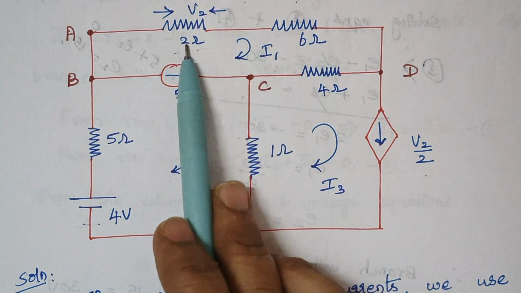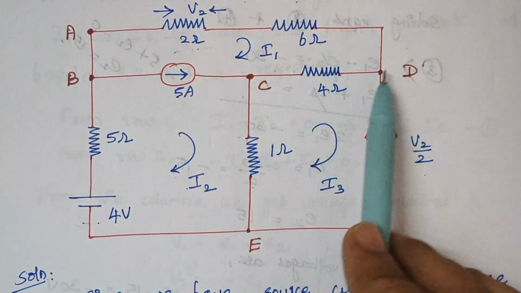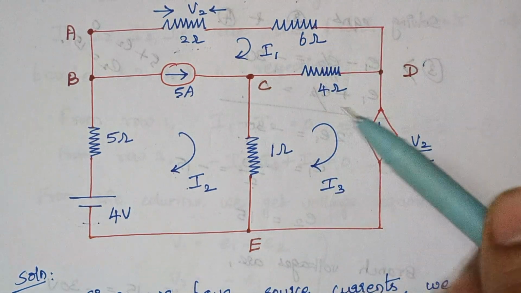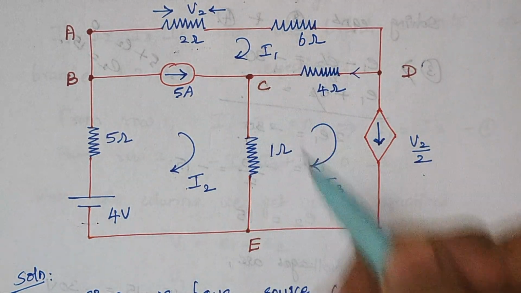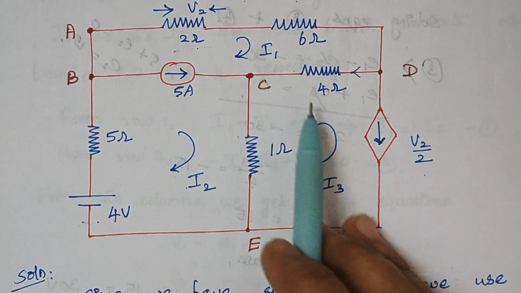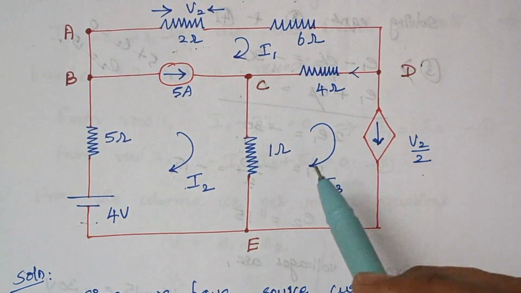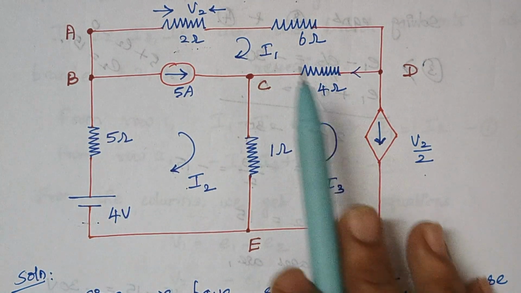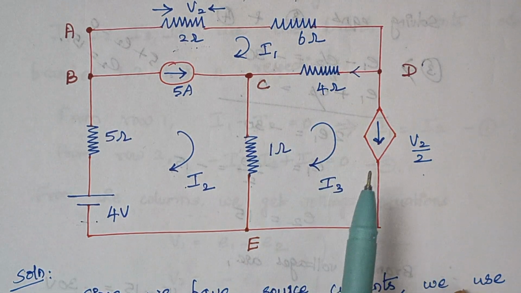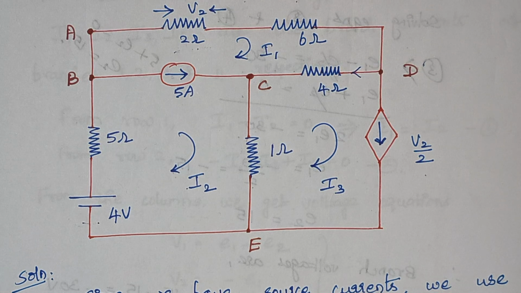So here 2 into I1 plus 6 into I1, and here you see when you consider this 4 ohm, I1 flows like this and I3 flows in the opposite way. Therefore, it is plus 4 into I1 minus I3 because first we are giving importance to our first loop. Therefore, here first we have to write I1 then I3. Right. So 1, 2, 3. The first loop has 3 resistors and we have written 3 values.